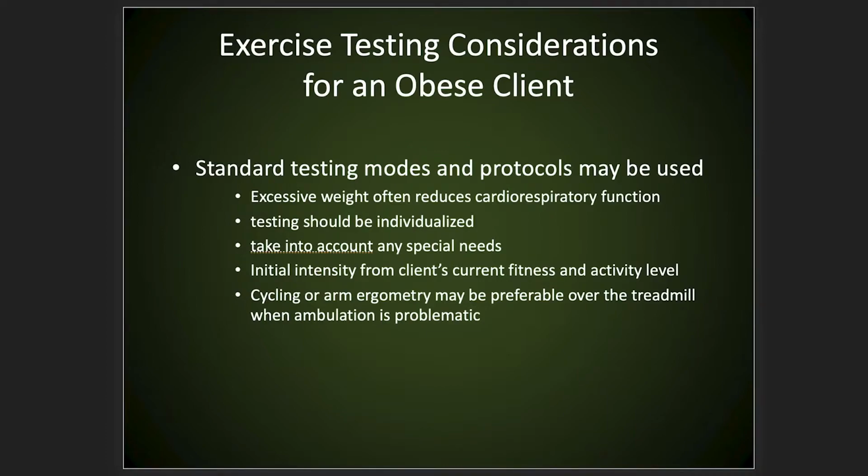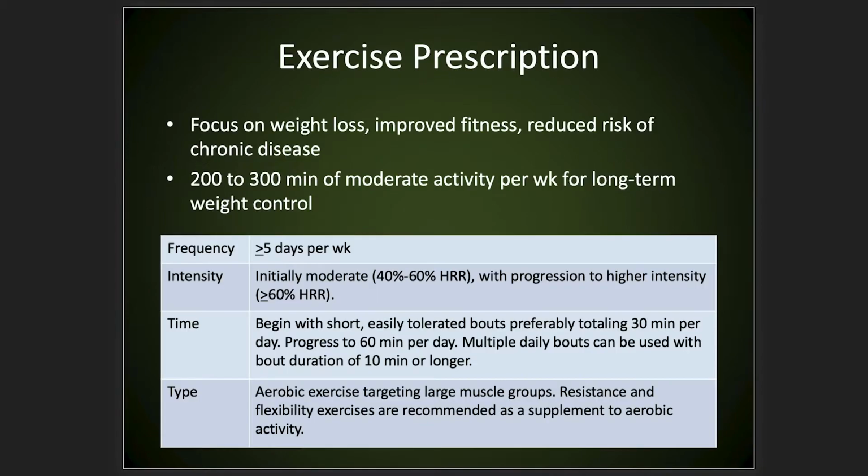Also take into account any special needs that they have, and look at the initial intensity from the client's current fitness status and activity level. Really, cycling and arm ergometry may be preferable over treadmill because they're not standing upright and they can maybe take more breaks without risk of falling over or collapsing. So focus on weight loss, improved fitness levels, and reduced risk of chronic disease. Getting them active and staying active is going to be the key here. The weight loss will come. It's an important factor here, and that's the overall goal.